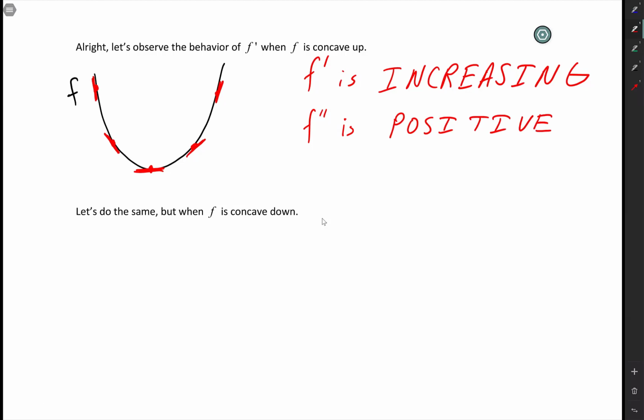If f prime is increasing, that means f prime prime is positive. It's the same way if we would have said if f is increasing, f prime is positive. Because if f is increasing, that means f is going up. So that means my slopes have to be positive. Positive slopes. It's the same logic. Does that make sense?